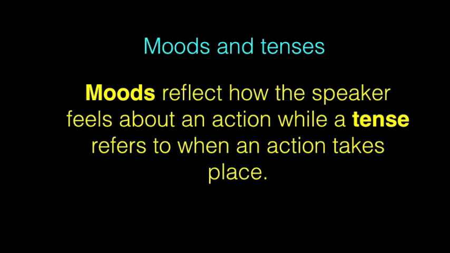Well, before we review the subjunctive, we need to take a minute just to review moods and tenses. If you remember, a mood is what the speaker is trying to convey. We learned two moods. And a tense is when an action occurred. And we learned many tenses. Two present tenses, preterite, imperfect, future, and so on and so forth.